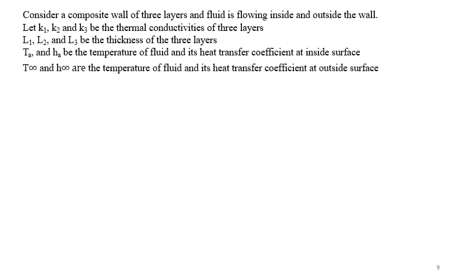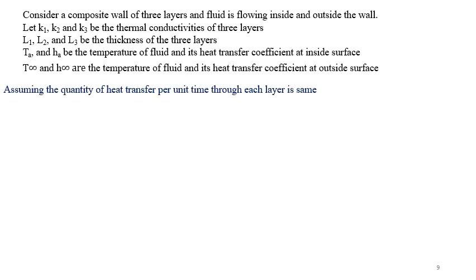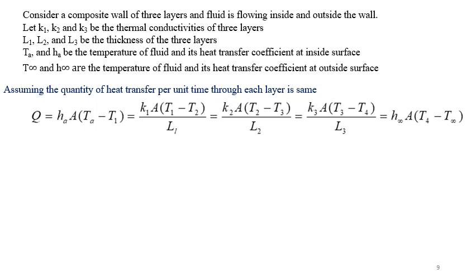Now, assuming the quantity of heat transfer per unit time through each layer is the same, we can write the equation Q, where Q is the rate of heat transfer. Q is equal to hA dT. This is nothing but Newton's law of cooling. Applying Newton's law of cooling, we can write hA into dT.